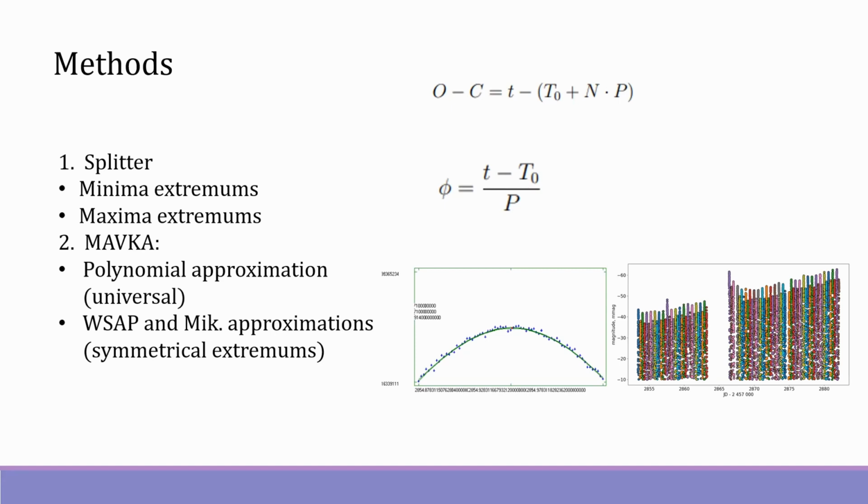For symmetrical extrema, we employed VSAP and the Mikulášek methods of data approximation, and for asymmetric and general cases, we used polynomial approximations. After that, the data was used to calculate approximate values for the initial epoch, calculate more accurate values of eclipsing periods, and build the O-C curves.